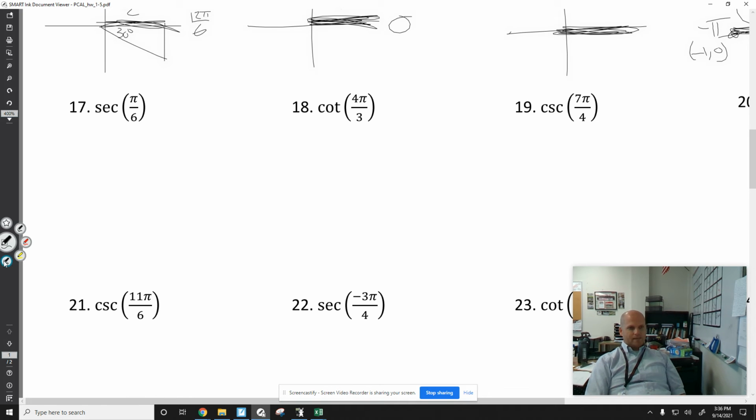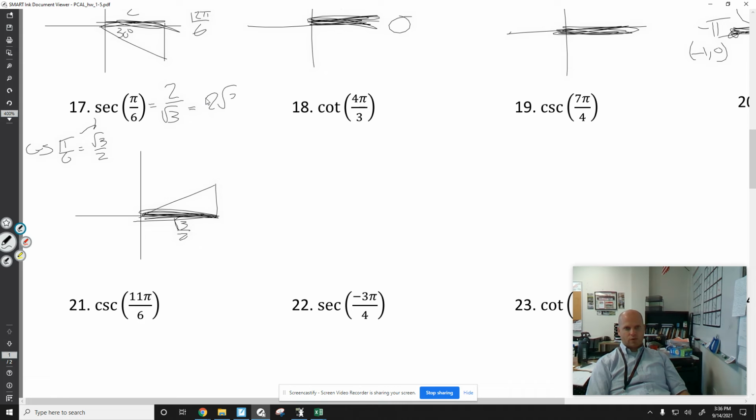All right, secant. I'm going to find the cosine and flip it, because secant's the flip of cosine. Pi over 6, 30 degrees. Cosine, that guy right there, the adjacent, the horizontal, is going to be the longer side. So the cosine of pi over 6 is root 3 over 2. Secant of pi over 6 is this flipped. Rationalize by multiplying the top and bottom by root 3, you get 2 root 3 over 3.